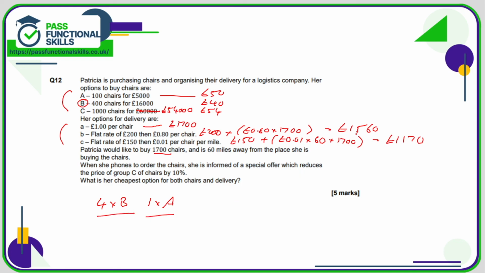So we've decided that for the buying of chairs, she's going to go 4 times B and 1 times A, and for the delivery, she is going to go for option C, because option C is cheaper than A and B.